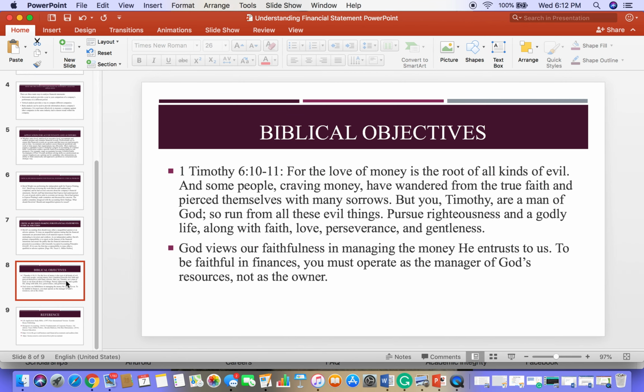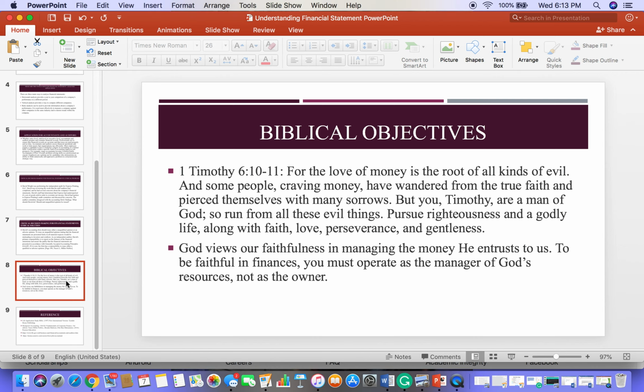The biblical objectives. 1 Timothy 6:10 and 11. For the love of money is the root of all kinds of evil. And some people, craving money, have wandered from the true faith and pierced themselves with many sorrows. But you, Timothy, are a man of God. So run from all these evil things. Pursue righteousness and a godly life, along with faith, love, perseverance, and gentleness.